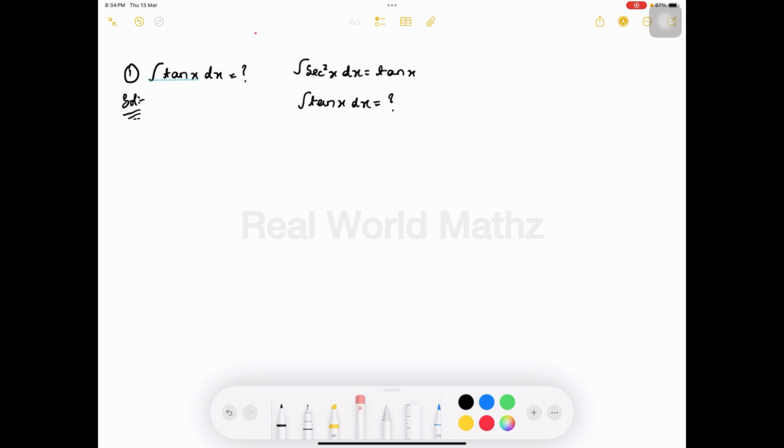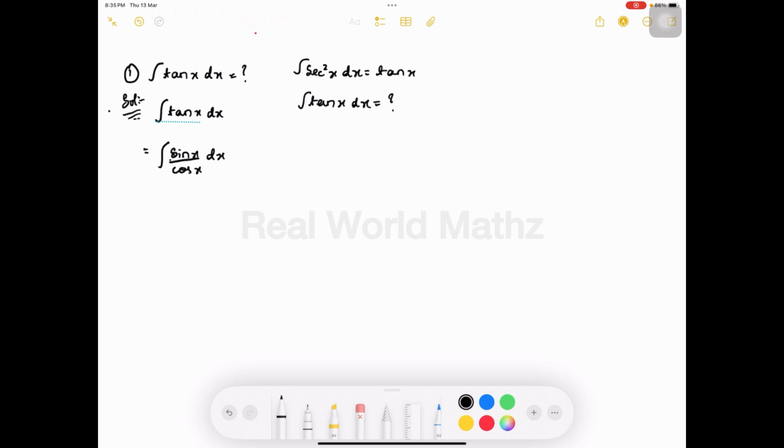So now I'll rewrite the question again, that is integral of tan x dx. We know that the integral of tan x can also be written as, since tan is the ratio of sin x by cos x, integral of sin x by cos x dx. So in place of tan x, I've just written it in the other form, that is integral of sin x by cos x dx. Now this is a very important part of the substitution.